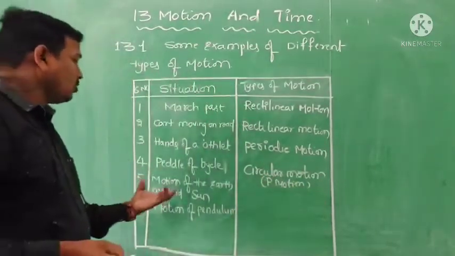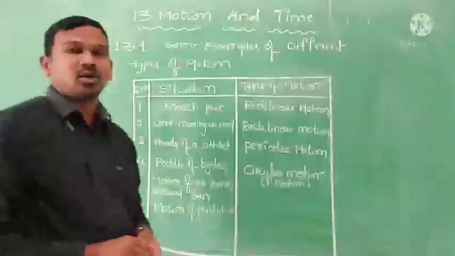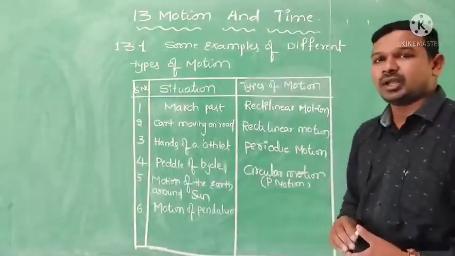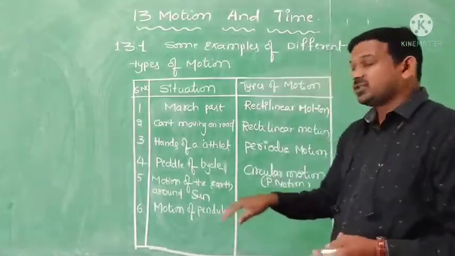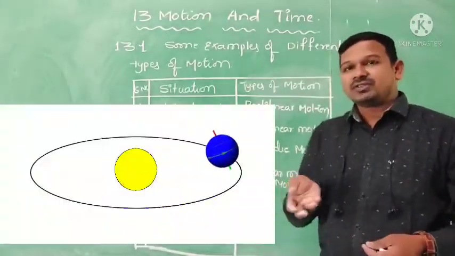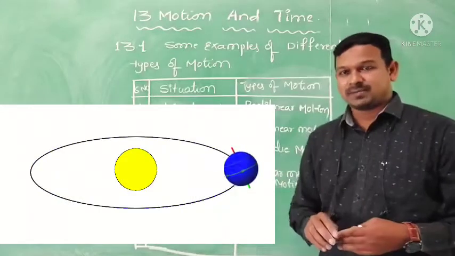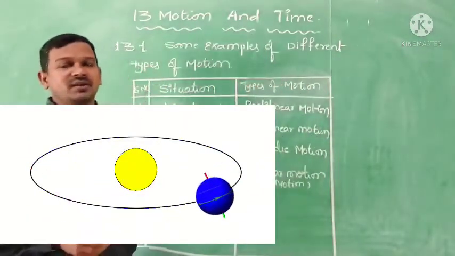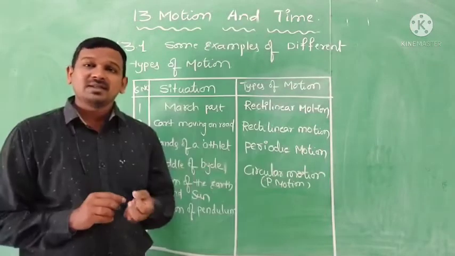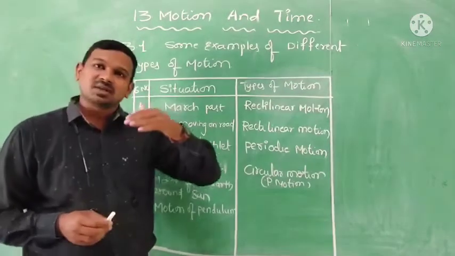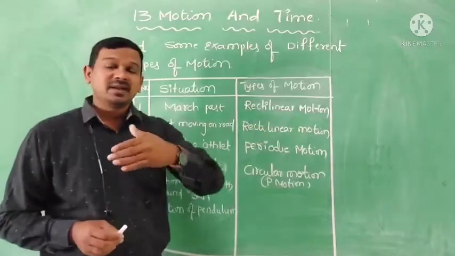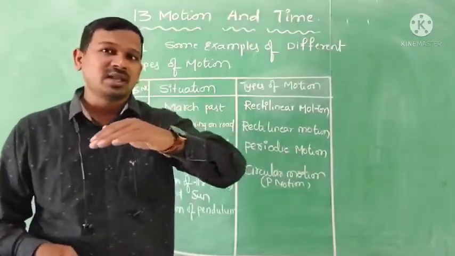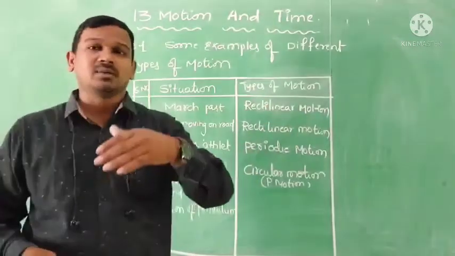Now coming to the motion of the earth around the sun. It is also like the pedals. The earth revolves around the sun, which takes 365 days. Every time it covers the same path, moving around the sun in a circular direction. The motion of the earth is in a circular direction, so we can call it circular motion.